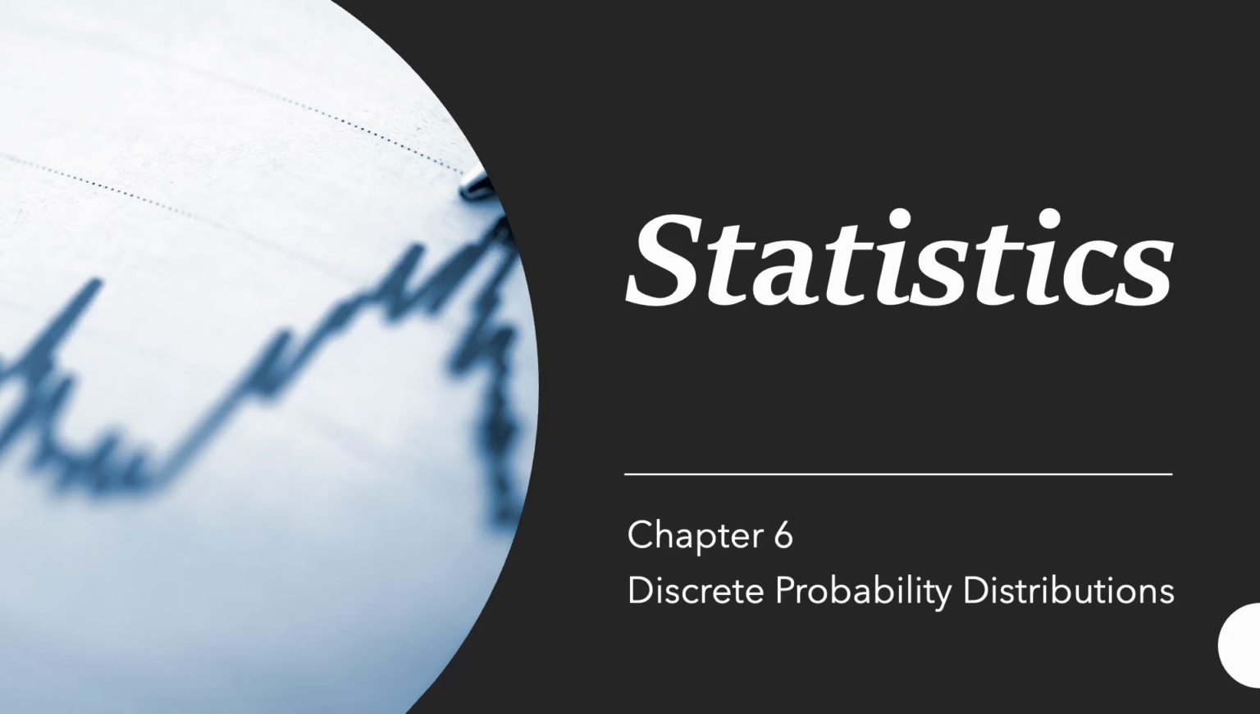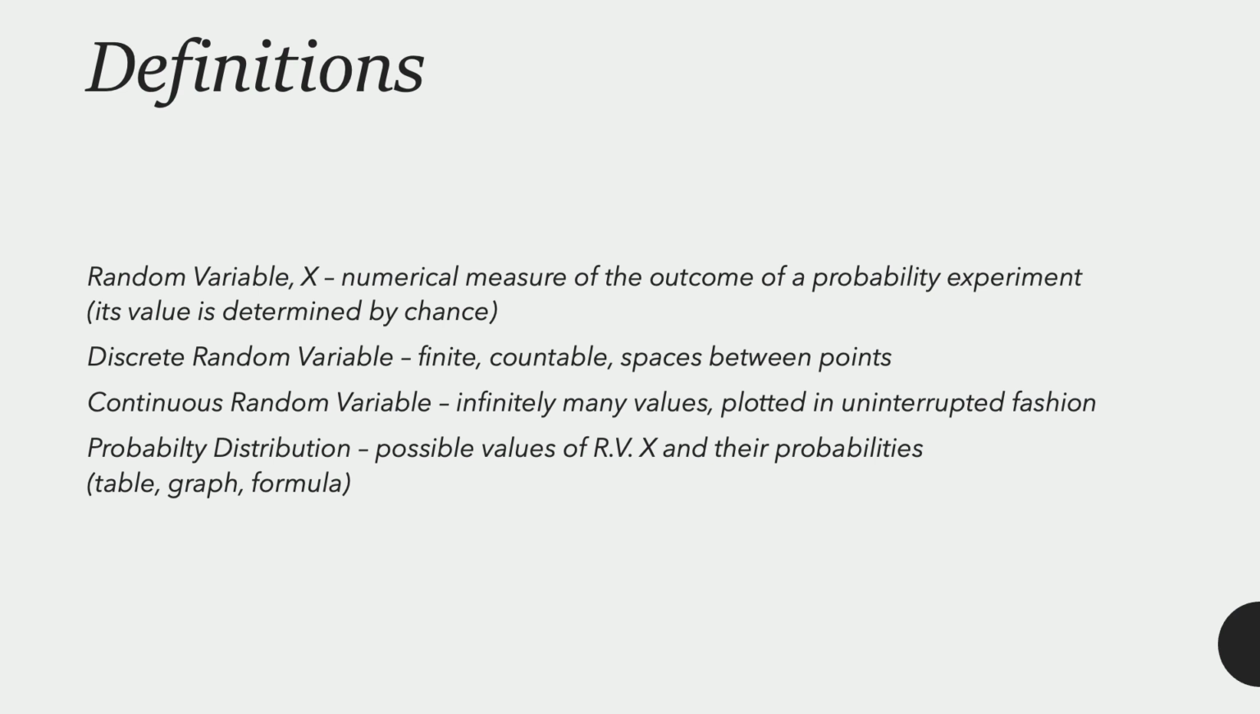Welcome to a quick review of Chapter 6 from Statistics, Discrete Probability Distribution, starring the binomial distribution. Some quick definitions. A random variable, usually denoted by capital X, is a numerical measure of the outcome of a probability experiment. And whatever its value is determined by chance. If you're dealing with heads and tails, you call them zeros and ones. You could do temperature, tossing dice, whatever.